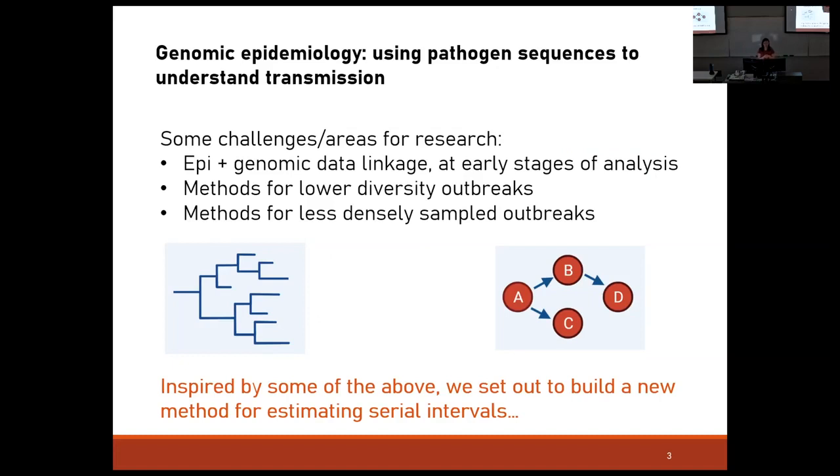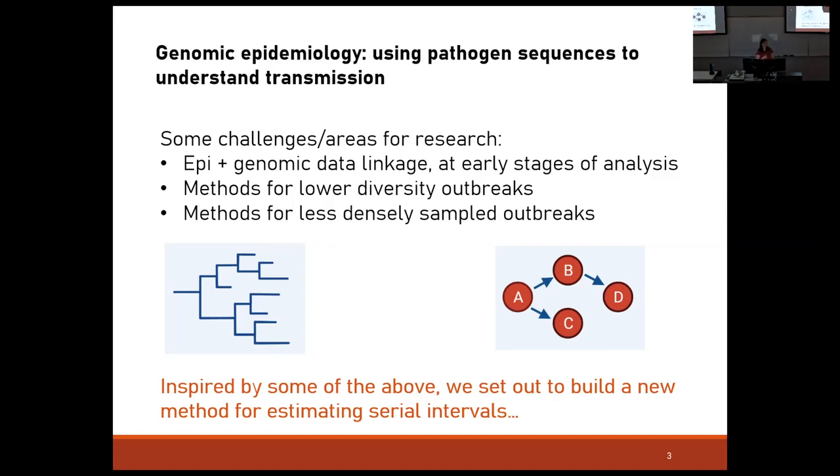So one challenge I think is linking genomic and epidemiological data. In my experience, these are often collected by different groups, particularly in public health laboratories. You've got your epidemiologists, your genomic specialists, and sometimes it can be a little bit hard to link these two together. And it also means that the data are sometimes collected for different purposes, with different sampling regimes and things like that. So that adds to this challenge of linking the two together.